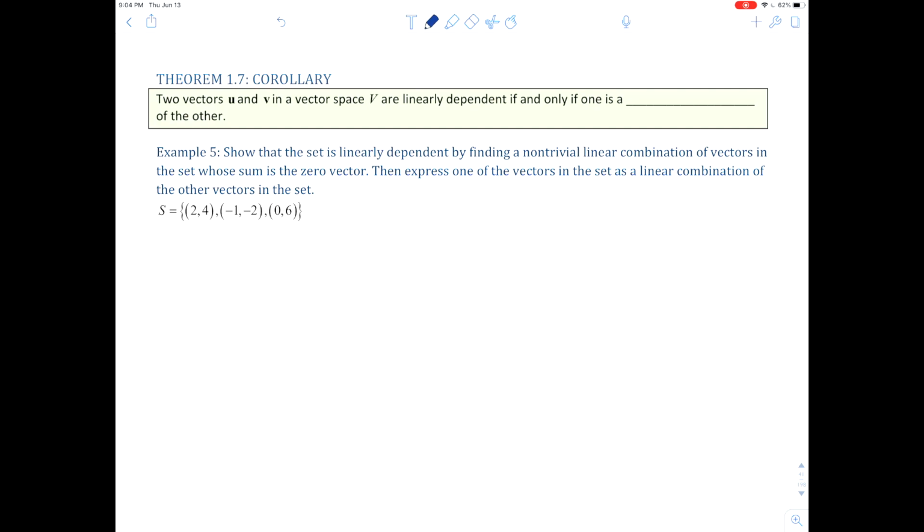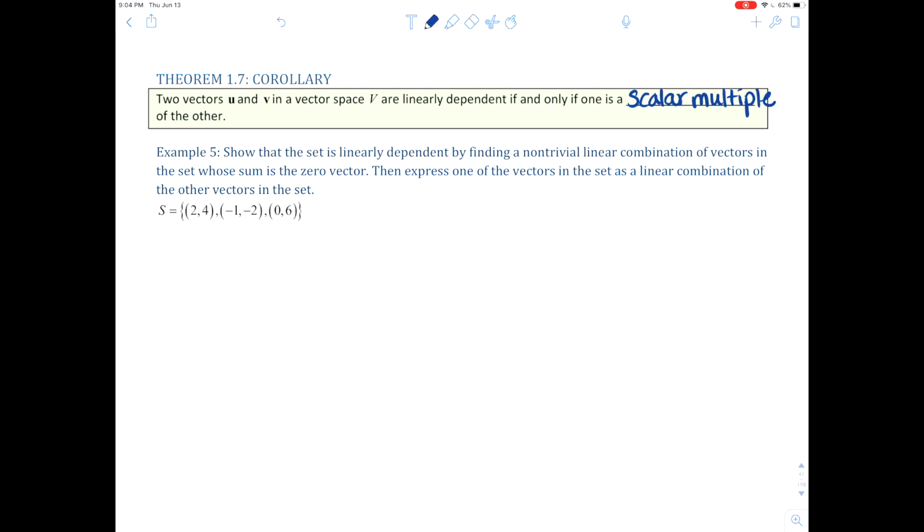Two vectors u and v in a vector space V are linearly independent if and only if one is a scalar multiple of the other. Okay? So, example 5.